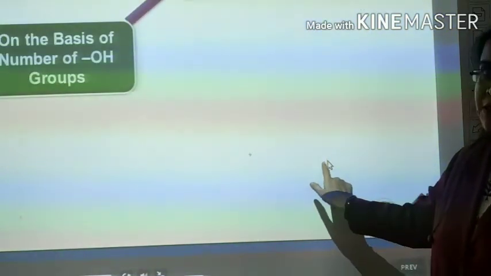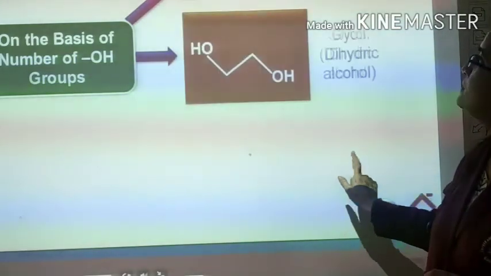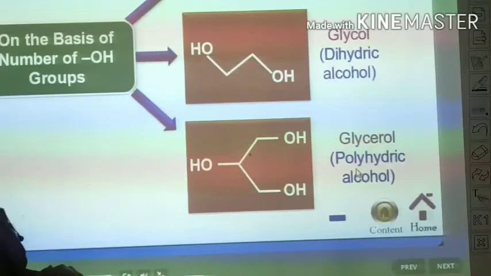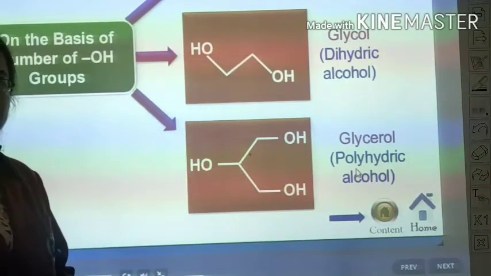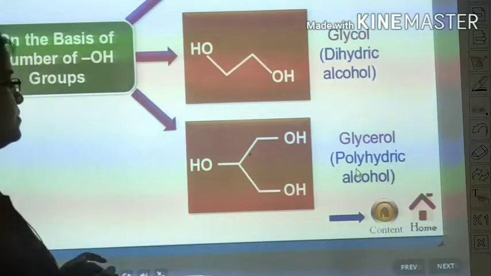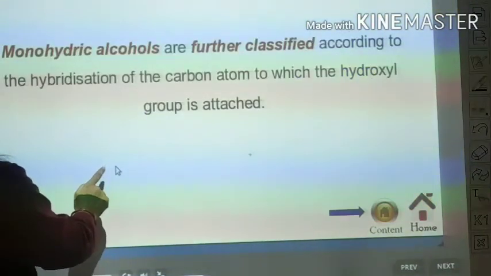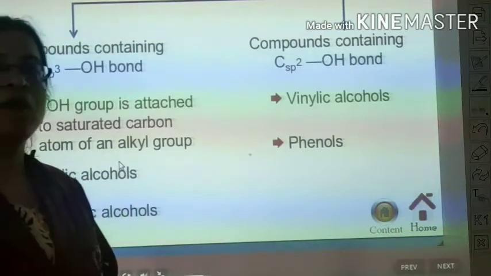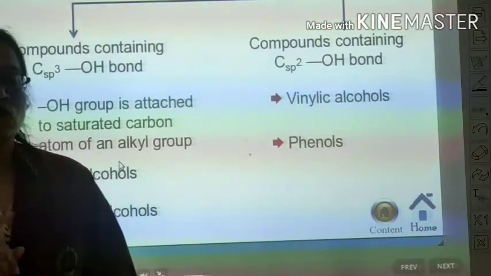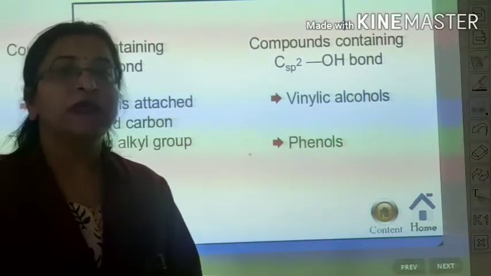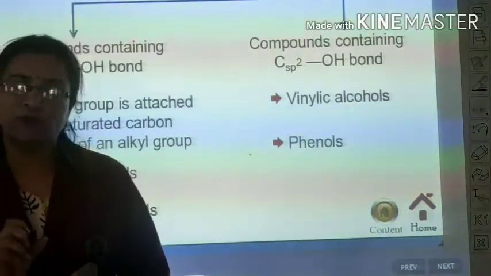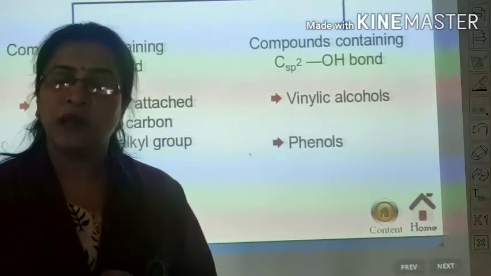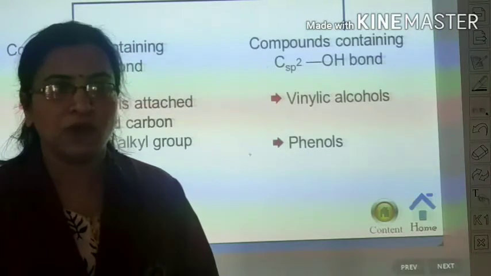Now, on the basis of OH group, it can be classified into three types: monohydric alcohol, dihydric alcohol, and polyhydric alcohol. What is monohydric alcohol? Those alcohols having one OH group are called monohydric alcohol. Those alcohols having two OH groups are called dihydric alcohol. Those alcohols having more than two alcoholic groups are called polyhydric alcohol.